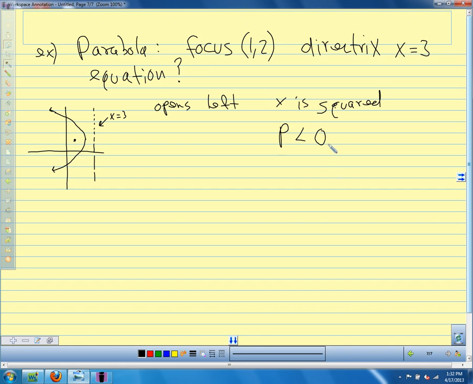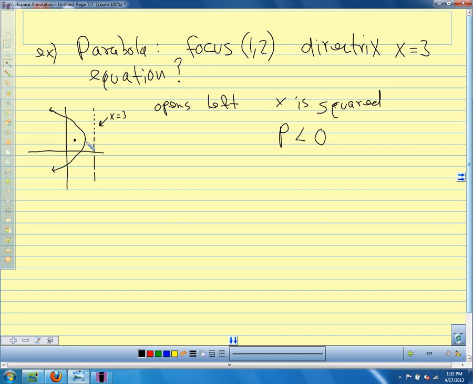So all of this we know without even doing any math. All we did was draw a little picture. We know that y is squared, p is negative, it opens left. So we've done a lot of work. We've done a lot of work already.